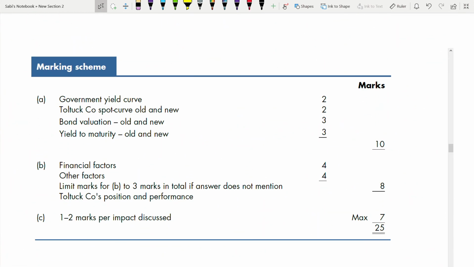So that's it. We'll go to the marking scheme. Part C, 1 or 2 marks per impact discussed. Coming to part A, 2 marks for yield till maturity. Just imagine there are so many workings for those 2 marks. If you get it wrong somewhere, you will lose those 2 marks. Then comes Toltuck spot curve old and new. Then comes bond valuation, 3 marks. Yield to maturity, 3 marks. Coming to part B, financial factors and other factors, 4 marks. Limit marks for part B to 3 in total if the answer does not mention Toltuck's position and performance. I always tell you to mention the company's name, their position and performance.